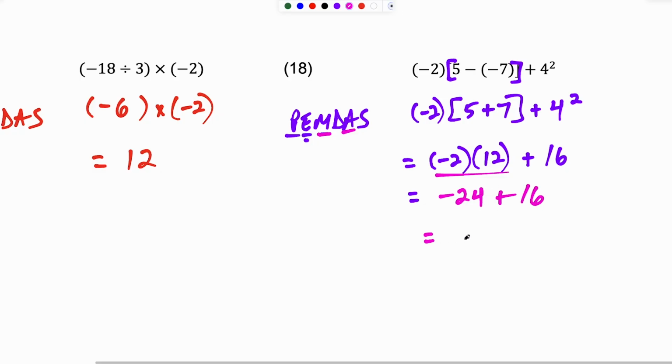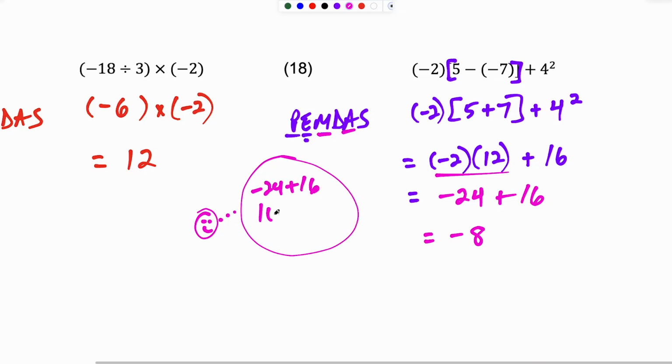-24 plus 16 is -8, and the math I'm doing in my head, I just think of -24 plus 16 as this is equal to 16 minus 24. So for this one, I'm just thinking, okay, well, 24 minus 16 is 8. So this one here is going to work out to -8. And that's our solution to question 18.